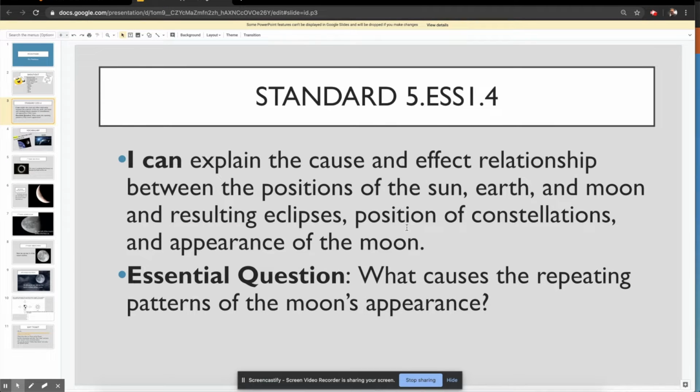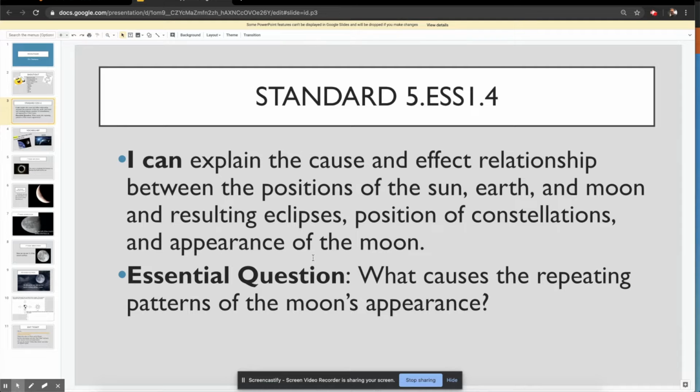The particular standard that we're looking at today is 5 ESS 1.4. That ESS just means Earth and Space Science. Today's I can statement is I can explain the cause and effect relationship between the positions of the Sun, Earth, and Moon and resulting eclipses, position of constellations, and appearance of the moon. Now that one is chock full of vocabulary words. Particularly the ones that we're going to pay attention to today are the idea that the moon has an appearance, that we start to see a pattern develop.